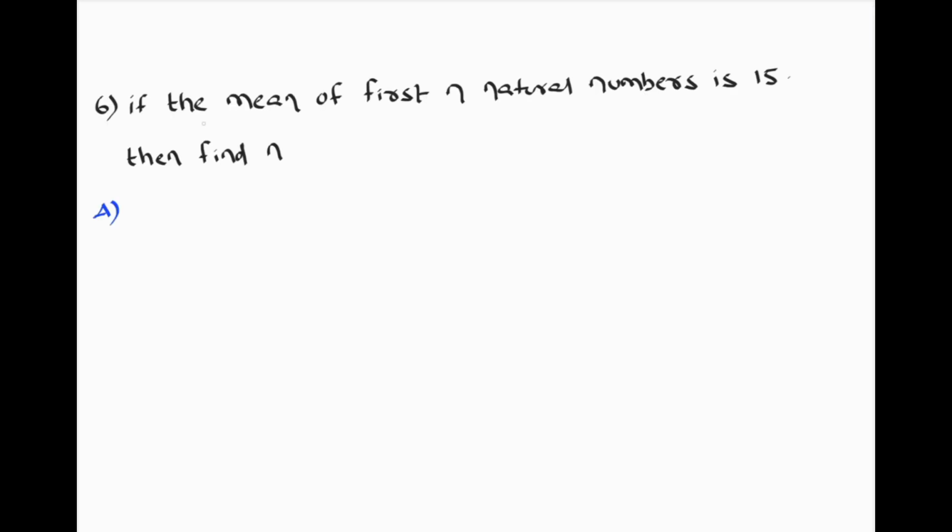In the problem, the mean of first n natural numbers is given as 15. Then we have to find n. We have the formula for the mean of the first n natural numbers. What is the formula? N plus 1 by 2. But it is equal to 15. So n plus 1 equals 30. Therefore n will be 30 minus 1, n equals 29.